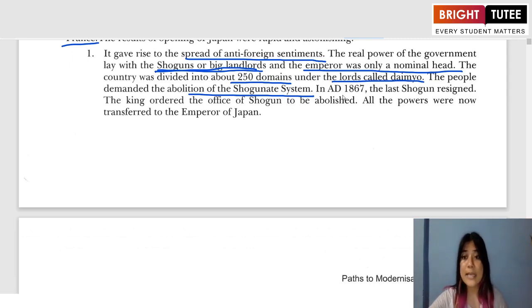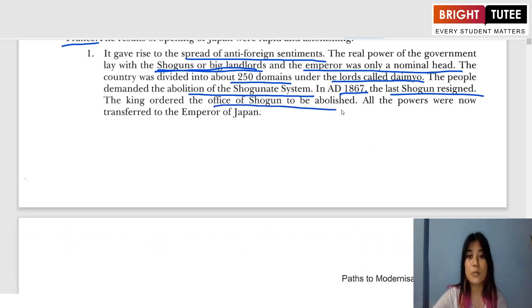In 1867 AD, the last shogun resigned as a result of protest from the people. The emperor ordered the office of shogun to be abolished, and removed the office of shogun. All the powers were now transferred from the shoguns to the emperor of Japan. So the emperor became powerful. All the powers were transferred from big landlords or shoguns to the emperor.